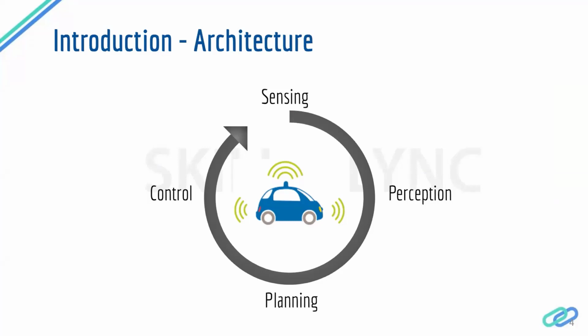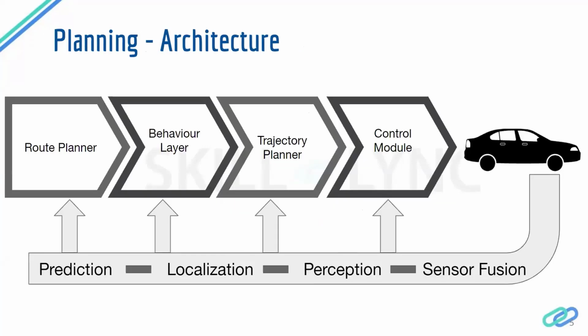This is the overall thing, and this is a cyclic process which goes on and on. We will look deeper into this in the next slides. But for now, just remember that we have four components: sensing, perception, planning, and control. Let's go to the next slide.